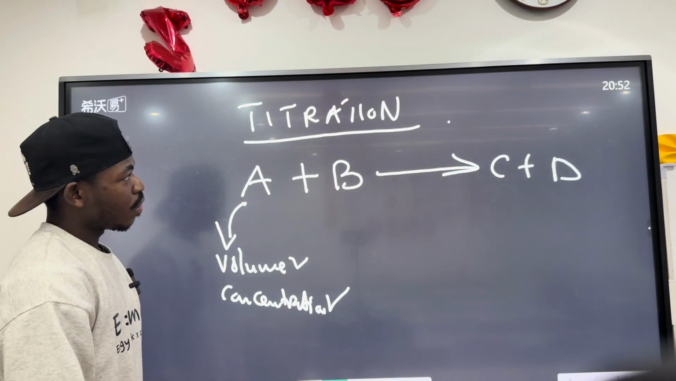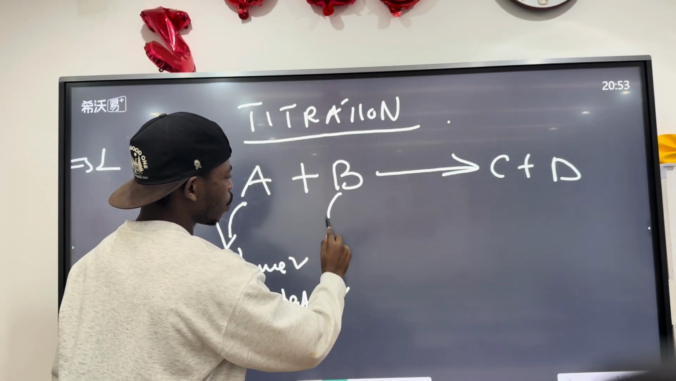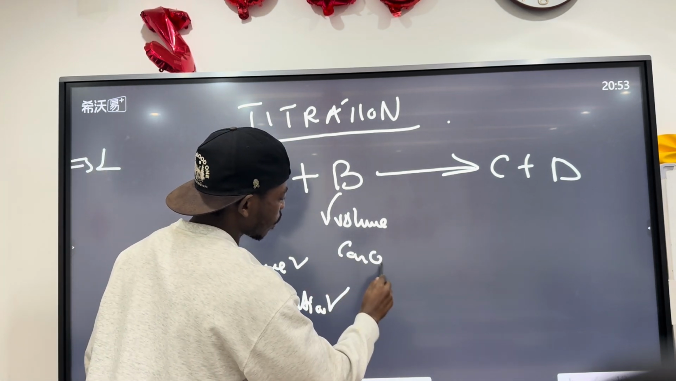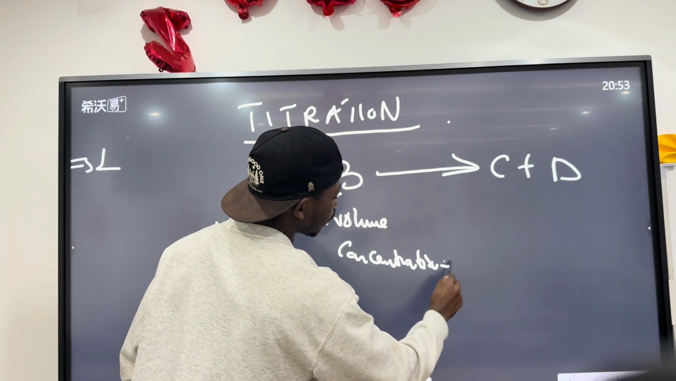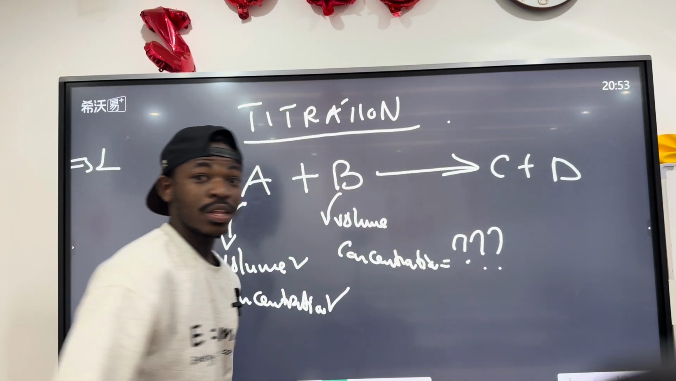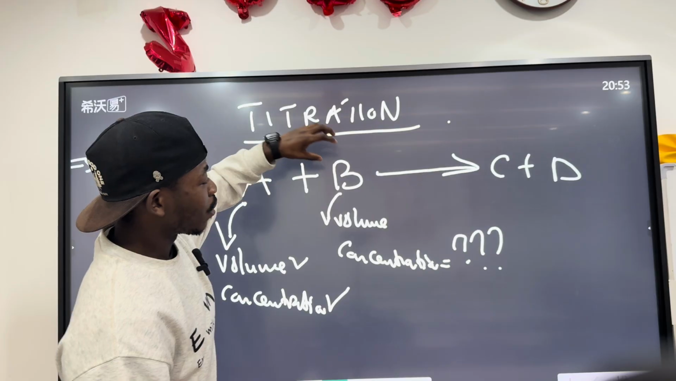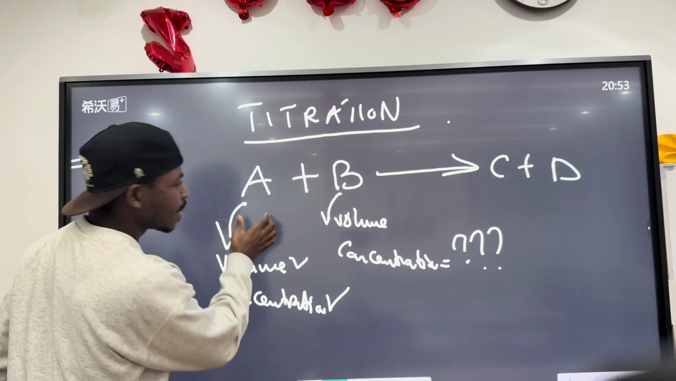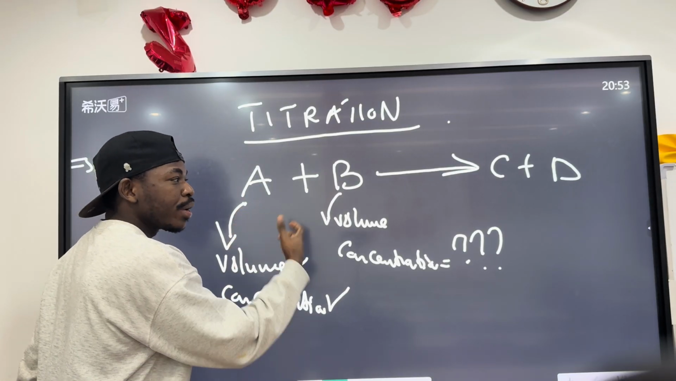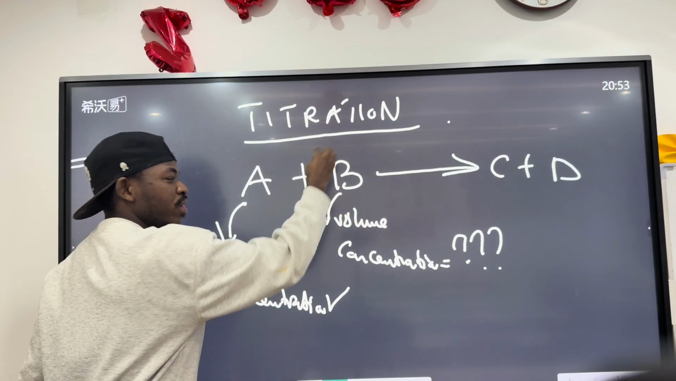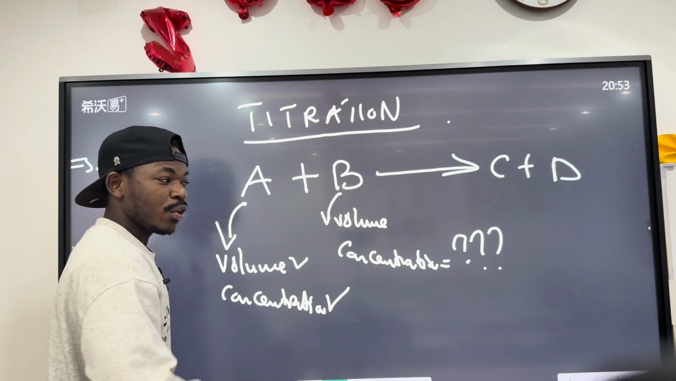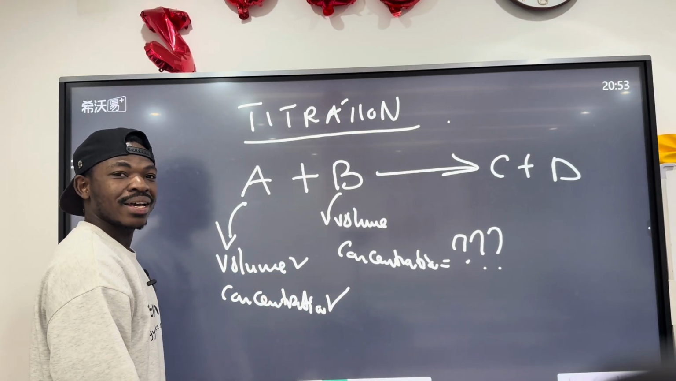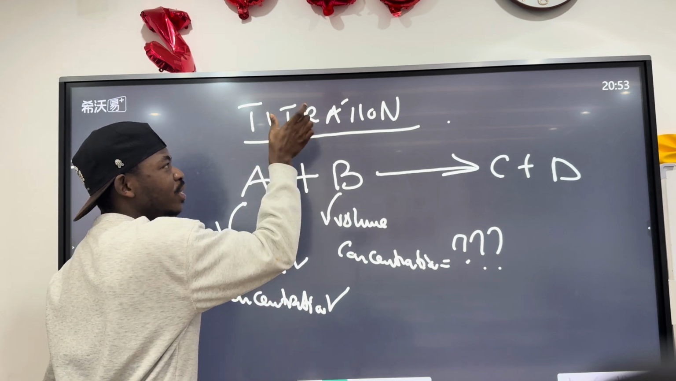Now, we already know the volume of B. But what is missing is the concentration. We don't know the concentration of B. So what we are doing now is we get solution B, we react it with solution A. Why are we reacting A and B? We want to know the concentration of B. How are you going to know the concentration of B? Because we already know the volume and the concentration of A. This technique is what we call titration.